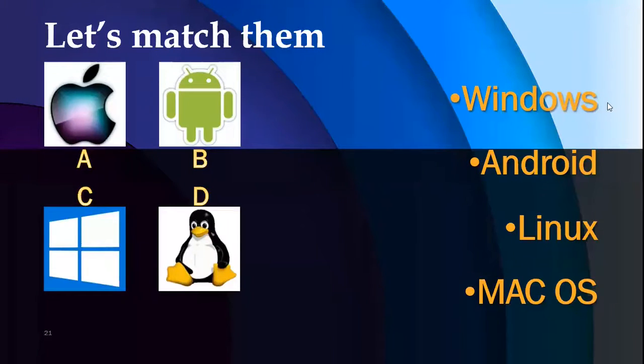Mr. Aslam, can you hear me? Yes, I'm hearing you now. Okay. Which one did you say? The Windows is meant to be C, the Android is meant to be B, the Linux is meant to be the Penguin, and the macOS is meant to be A. You said A for Windows.